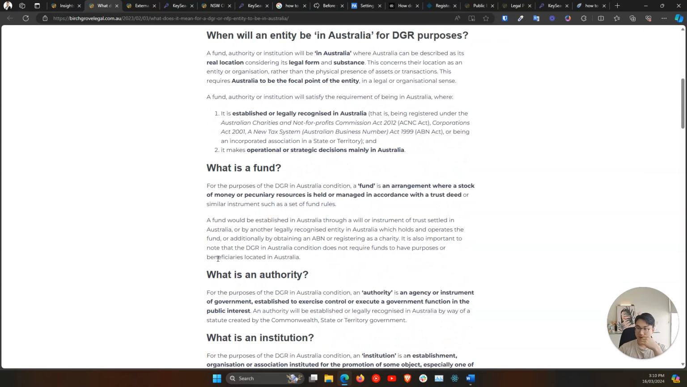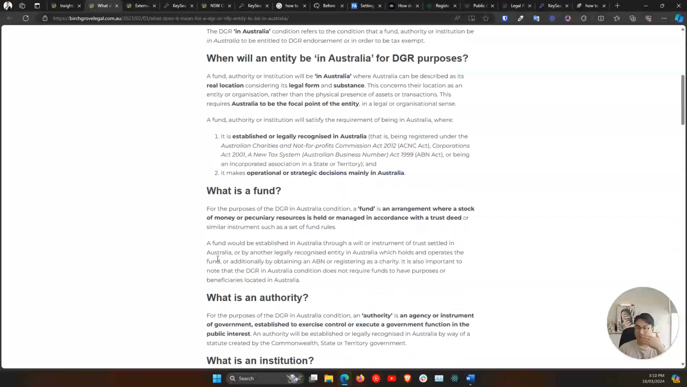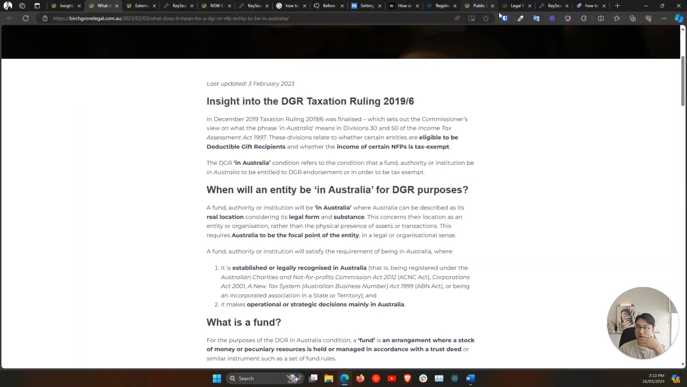So that's what it is. Okay. Well, in that case, that's a pretty good topic because, as I understand it, to become a deductible gift recipient as a not-for-profit organisation in Australia, it's actually quite important in terms of attracting donations from people donating to you, right?